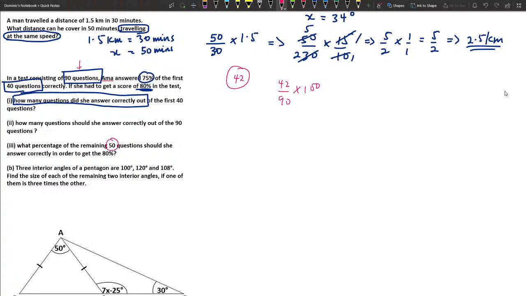Oh, not to the 100. Sorry, not to the 90. It's to the 50. What percentage of the remaining 50? Okay, what percentage of the remaining 50?